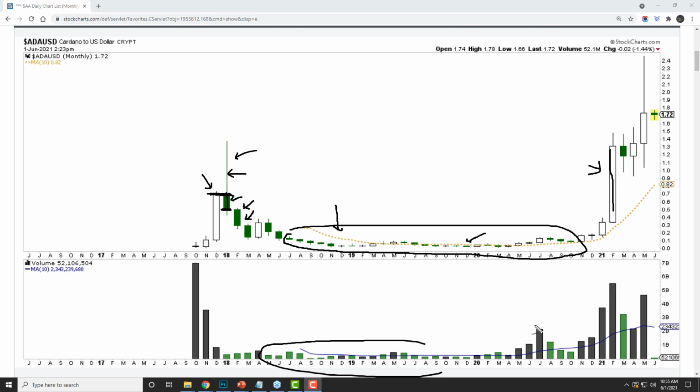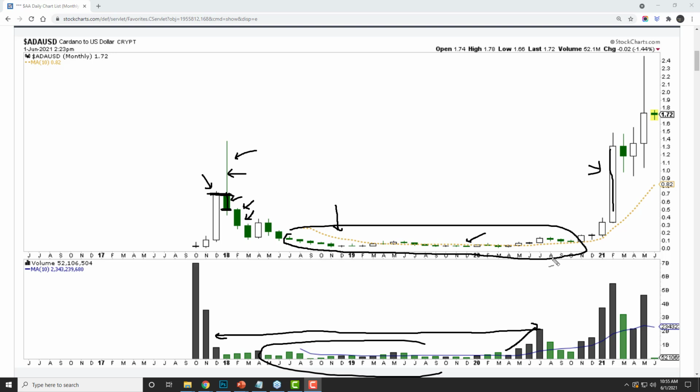Now notice right here, you start to get a hint that things are getting ready to improve here in the middle of 2020. What's happening? Volume is beginning to surge to the highest level we've seen since 2017, right? Early. This is back in the middle of the year when Cardano was trading at about 10 cents.